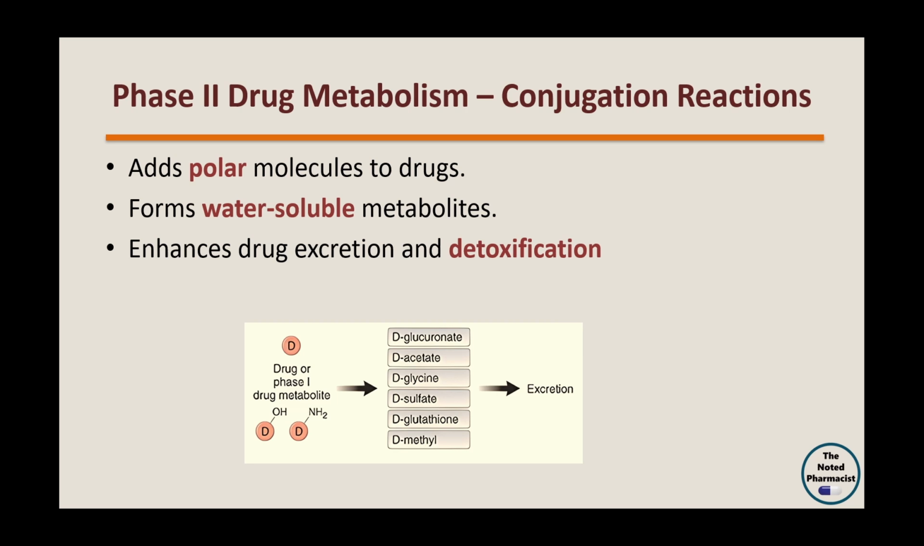Phase 2 reactions, also known as conjugation reactions, are essential in drug metabolism. In this phase, enzymes attach polar molecules to drugs, transforming them into water-soluble metabolites that the body can easily excrete through urine or bile. This increased solubility helps in rapidly clearing drugs from the system, reducing toxicity, and prolonging the safety of drug usage. Conjugation reactions thus play a vital role in the body's detoxification process.